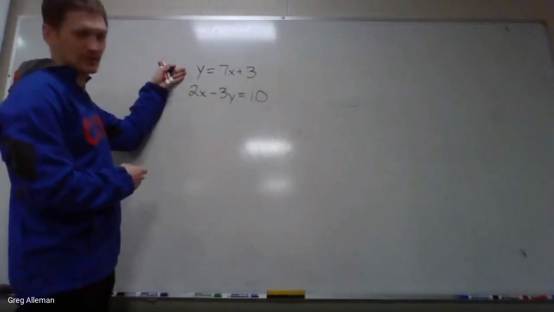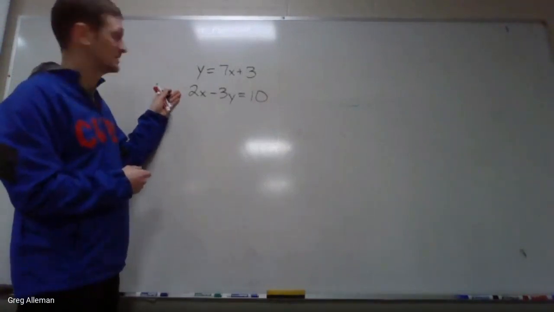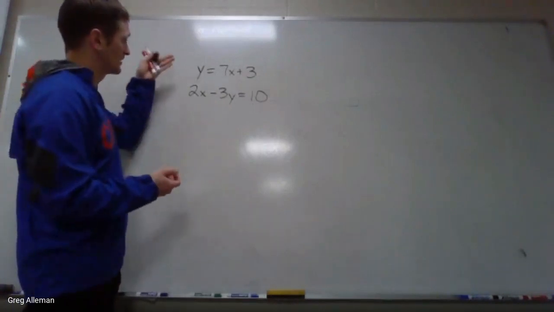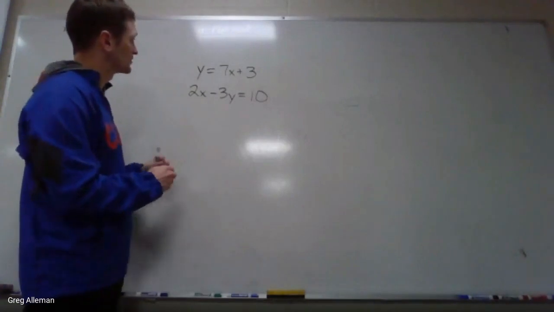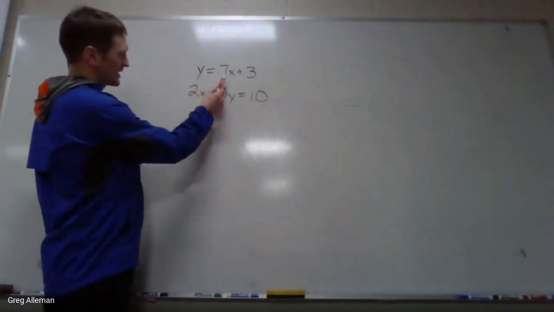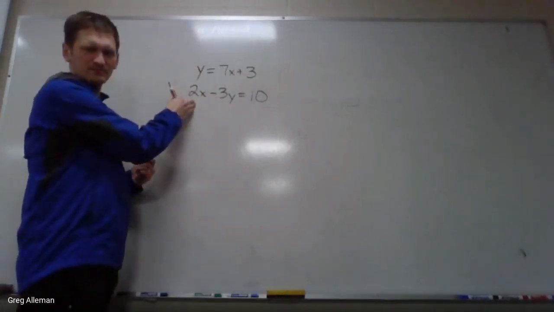So again, if you look, I made this one in slope-intercept form. This one's in standard form. How about I convert the top one into standard form. So see how if I can get this x in front, then it'd be in the same form as this other one.